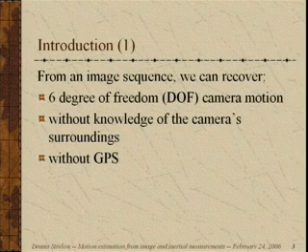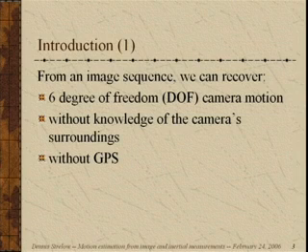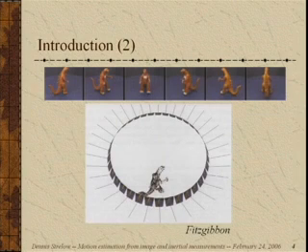Okay, so it's pretty well known that for an image sequence, we can recover the 6-degree freedom camera motion without any knowledge of the camera's surroundings or a priori knowledge, and without an external reference like GPS. This is a good example.